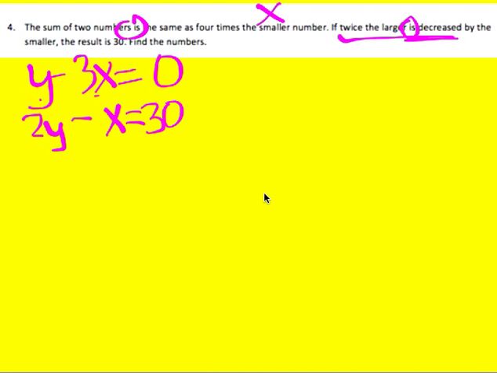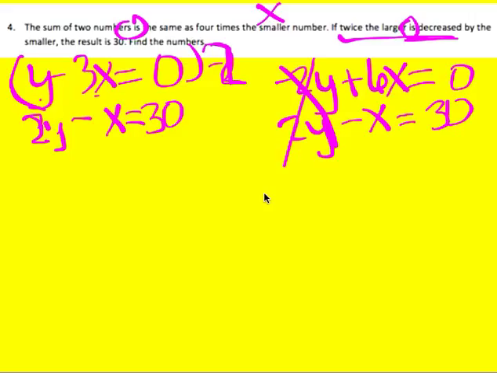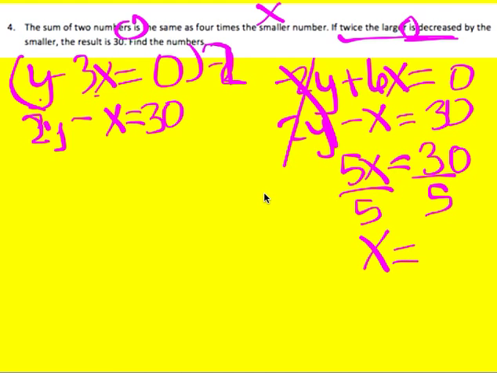Now I notice that y has a positive 1 on top, so the opposite of a positive 2 is a negative 2. I'm going to multiply this top one by a negative 2. So I get negative 2y plus 6x is equal to 0. Then down here I get 2y minus x is equal to 30. My y's are going to cancel out. Then I get 6x minus x, which is 5x, and 30 plus 0 is just 30. Then I divide both sides by 5, and I get that x is equal to 6.